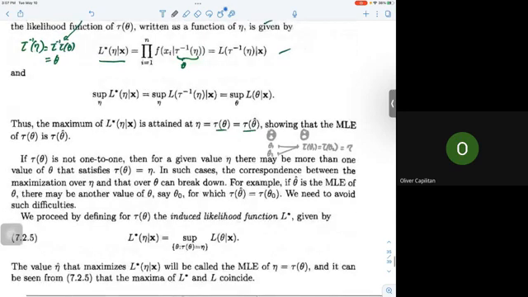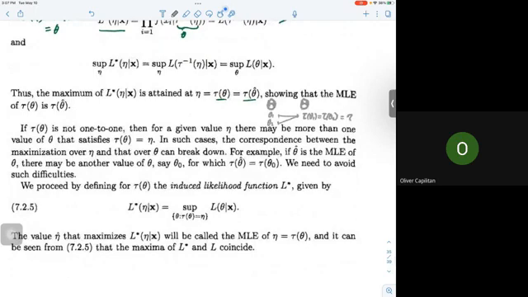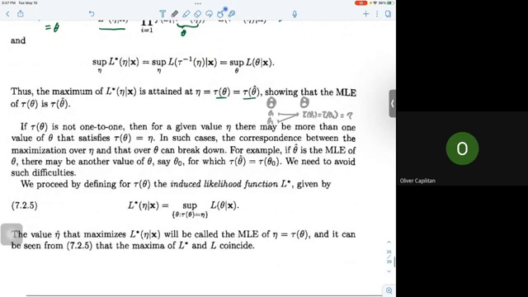So in such cases, the correspondence between the maximization over eta and that over theta can break down. For example, if theta hat is the maximum likelihood estimator of theta, there may be another value of theta, say theta sub 0, for which tau of theta hat will be equal to tau of theta sub 0, because we know that our tau is not 1 to 1.